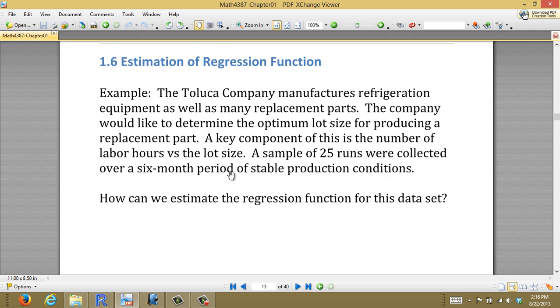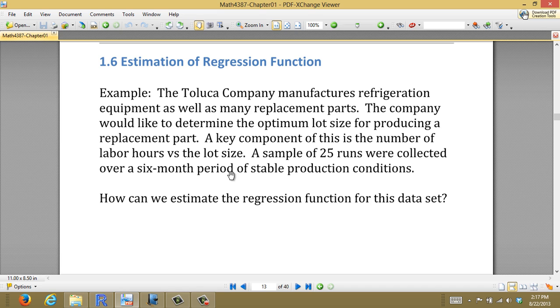So up to this point, we've introduced the simple linear regression model. We've talked about the parameters and the model components, but we haven't talked about how in the world we actually find or estimate the unknown parameters. So let's motivate this with an example. The Ch01 company manufactures refrigeration equipment as well as many replacement parts. The company would like to determine the optimum lot size for producing a replacement part. A key component of this is the number of labor hours versus the lot size. A sample of 25 runs were collected over a 6-month period of stable production runs. The question is, how can we estimate the regression function for this data set?